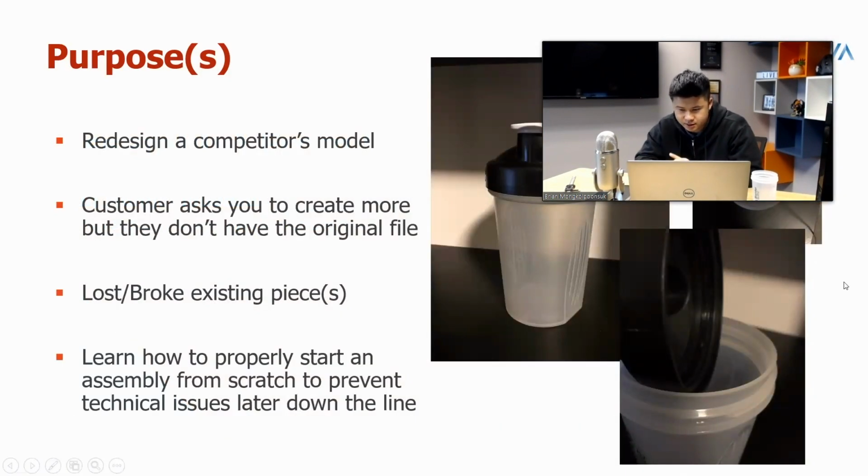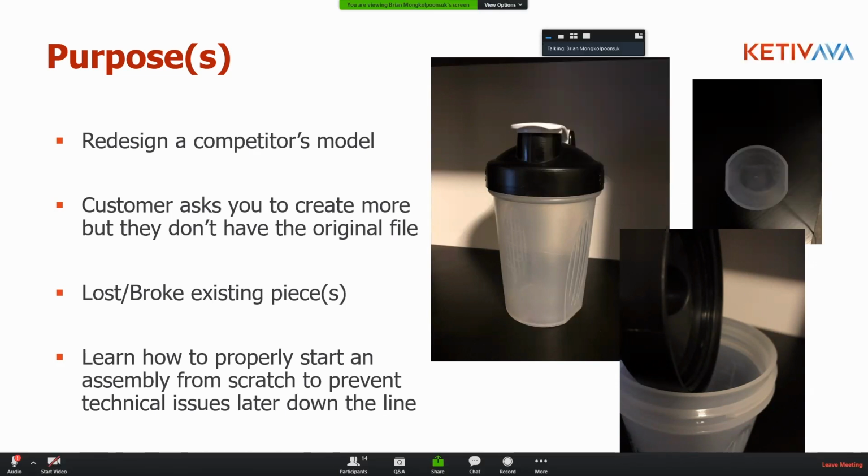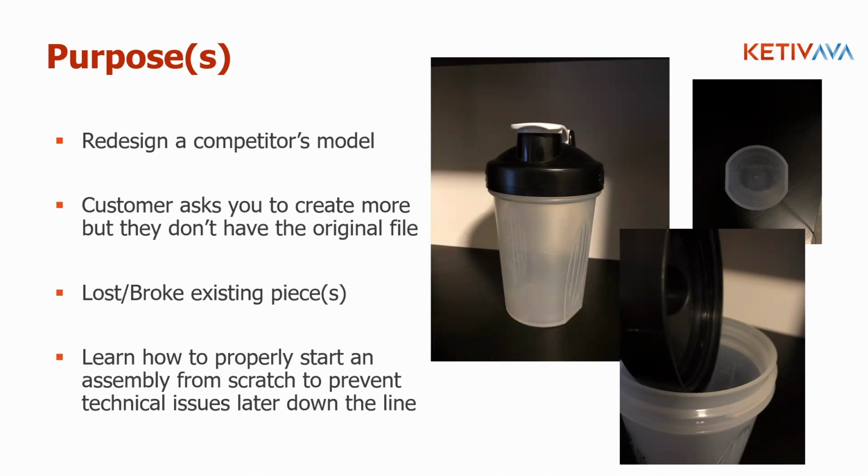So similar purposes to the ones in December. If you have a competitor's model, like a physical copy in front of you, and you want to reverse engineer it, then this is a good webinar for you. I can help show how I do that. If your customer has the part, but they don't have an original file, like the 3D model of it, similar idea, you can reverse engineer it and then have a 3D model for them. Or if you lost or broke the existing pieces, if you still have that piece in front of you that just might be missing a part, you can, once again, create the 3D model for it. For example, if a house burns down, but you have the blueprint, you can just rebuild it again with the blueprints. And lastly, learn how to properly start an assembly from scratch.